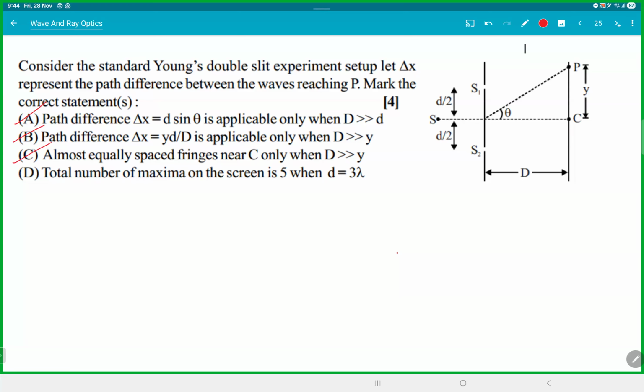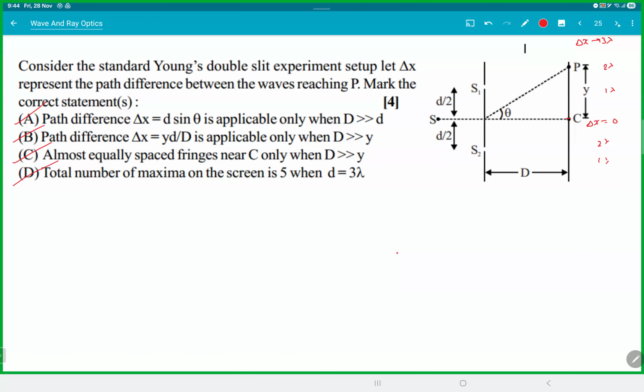If d is equal to 3 lambda, how many fringes will come? If d is equal to 3 lambda, then this delta x is equal to 3 lambda. This is 0. At infinity, delta x will tend to 3 lambda. Means there is a 2 lambda here, 1 lambda here, 2 lambda, 1 lambda. That is also right. All right.